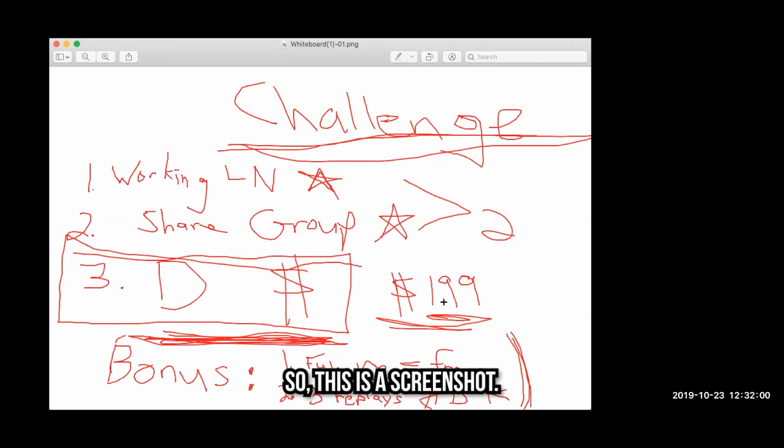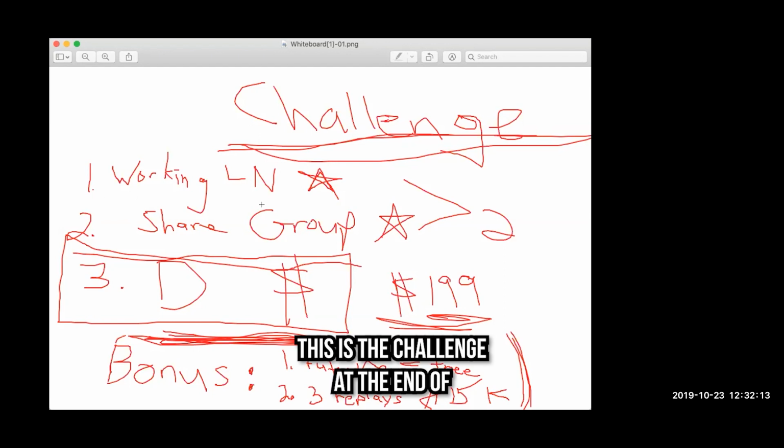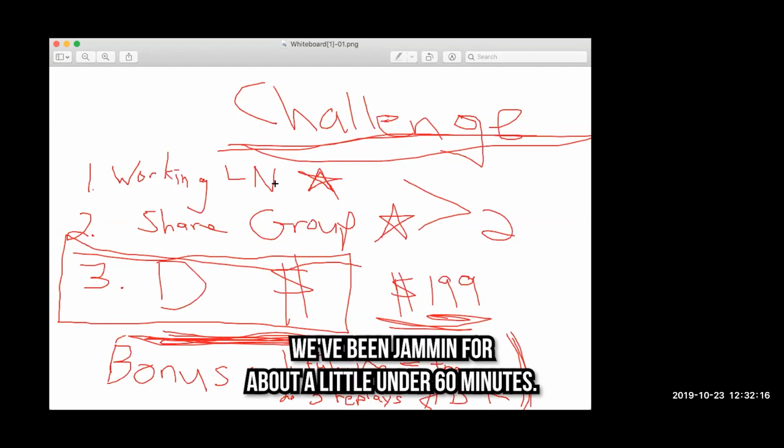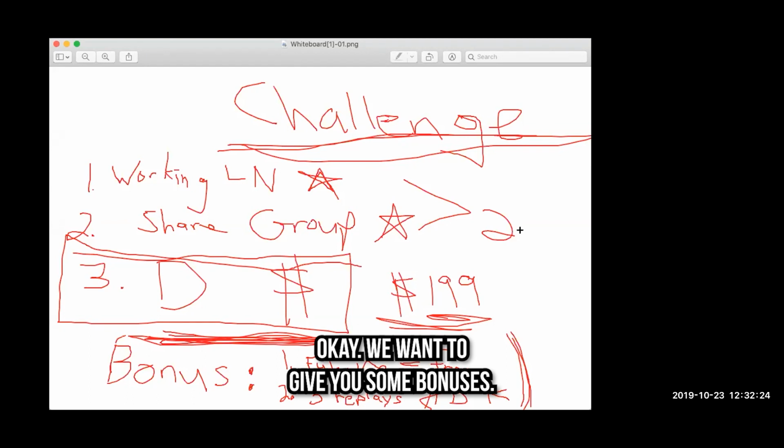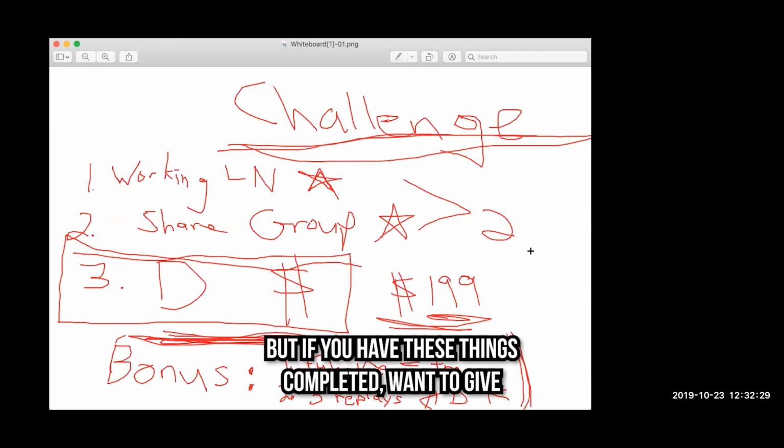So this is a screenshot. Don't kill me, this is like a mess because this is my handwriting, and my handwriting is a mess. So here's the deal, guys. This is the challenge. At the end of the challenge, which is we've been jamming for a little under 60 minutes, here are the qualifications to get the bonuses, okay? We want to give you some bonuses. You do not have to have them completed right now necessarily, but if you have these things completed, we want to give you some.